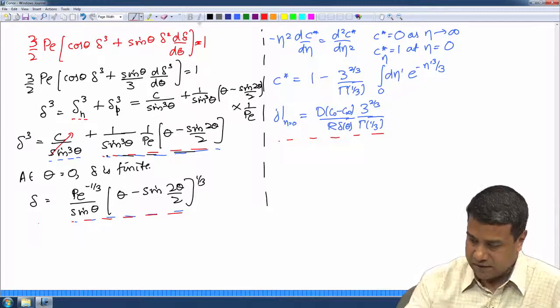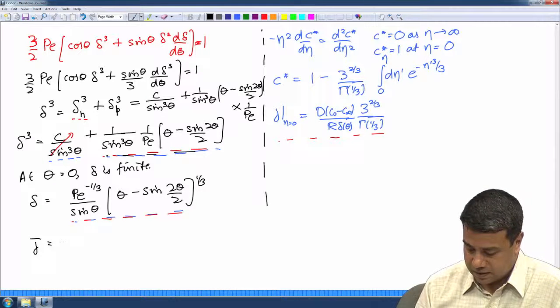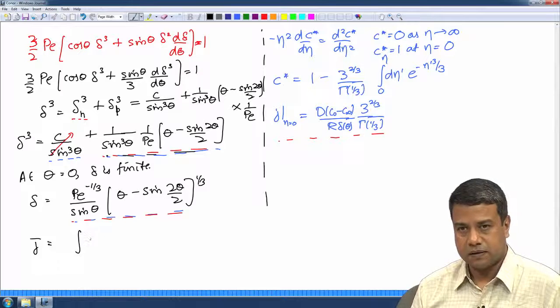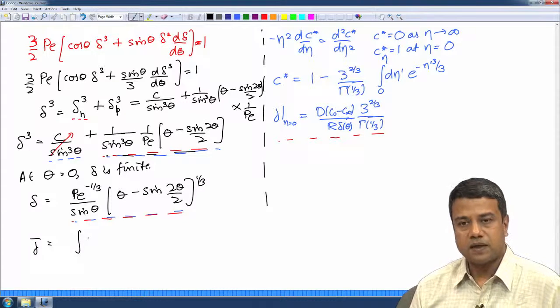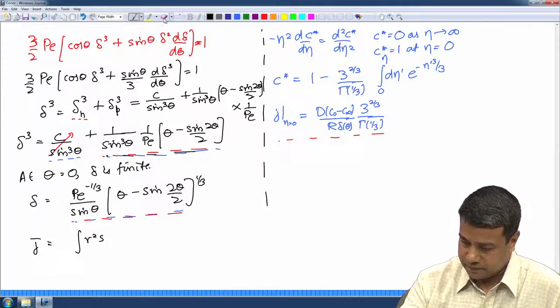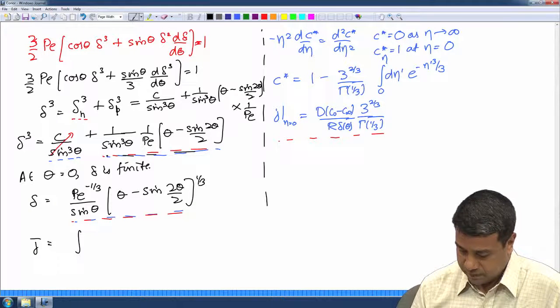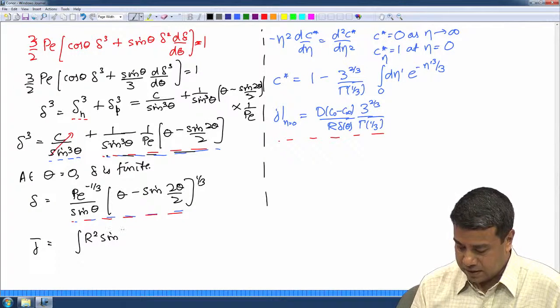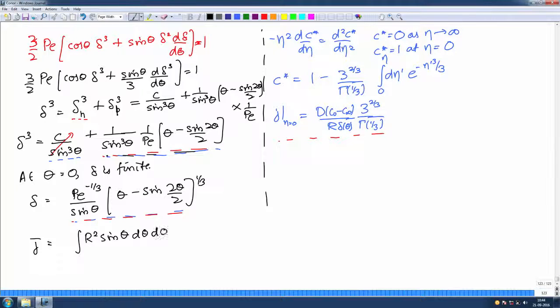The average flux J average is equal to the integral over the surface. We know that the surface area element in a spherical coordinate system is r square sin theta d theta d phi. In this case, theta has to be integrated from 0 to pi, and phi has to be integrated from 0 to 2 pi, of the flux at the angle theta, and I have to divide by 4 pi r square, which is the area.